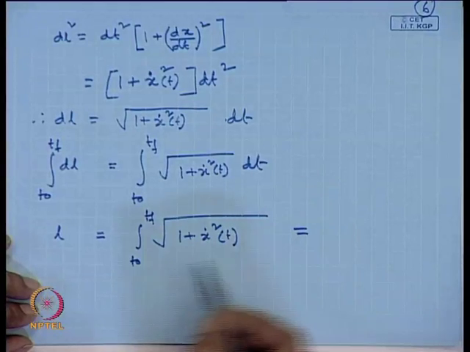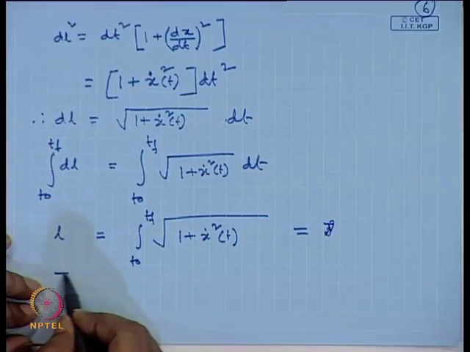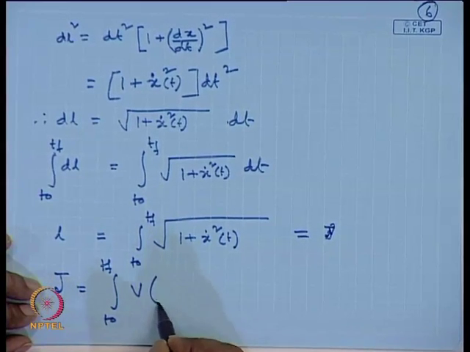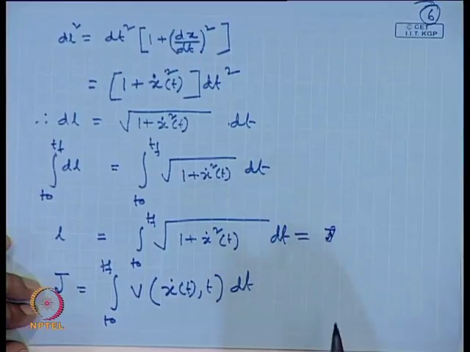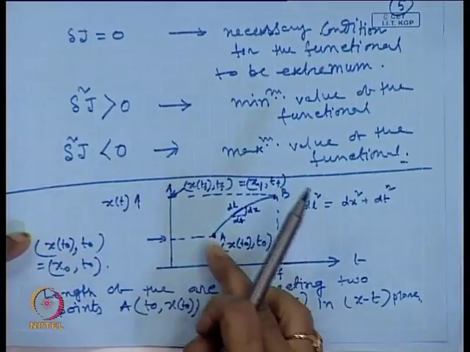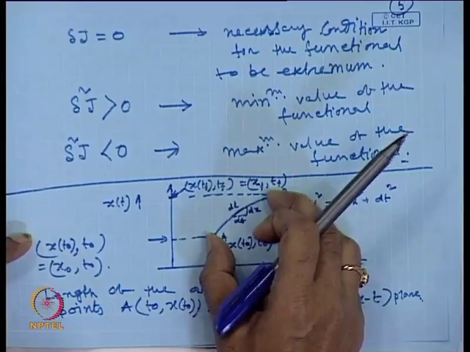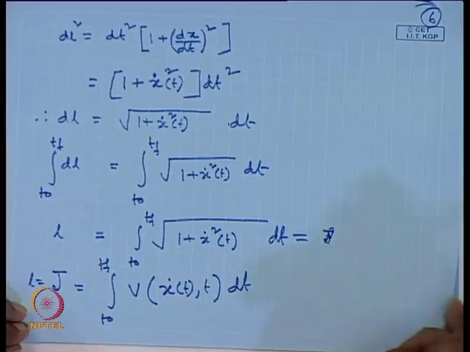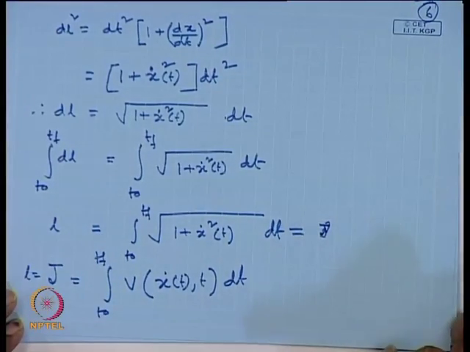Again, I can write that L is a function of x dot of t, integrated from t0 to tf with respect to dt. Now, at time t equal to 0, what is the distance covered from point A to B, that is, what is the arc length? You express the arc length L defined this way, and it is nothing but a functional, agree? So, this is the basic idea: any problem given to you, you have to formulate into this form, agree?